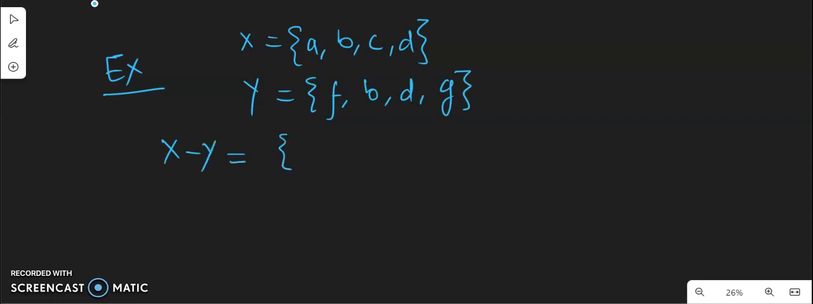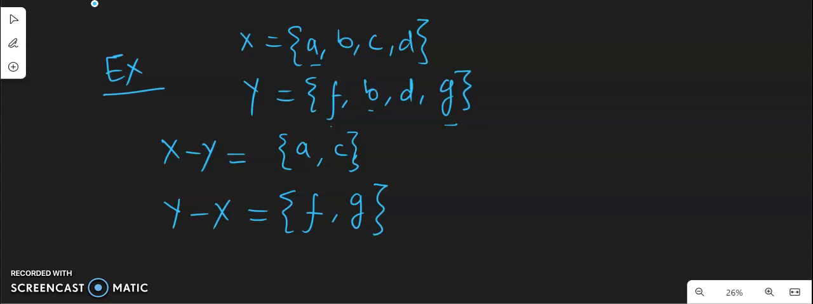That is simply going to be A, it is nowhere in Y, I'm going to put it. B exists in Y, so I will not take it. C is nowhere in Y, so I put it. D is there in Y, so X minus Y is A and C. While Y minus X, I'll start taking elements of Y. F is in Y, not in X. B, I cannot put it, it exists in X. D exists in X, I cannot put it. And G is in Y but not in X, so I'm going to take F and G here.